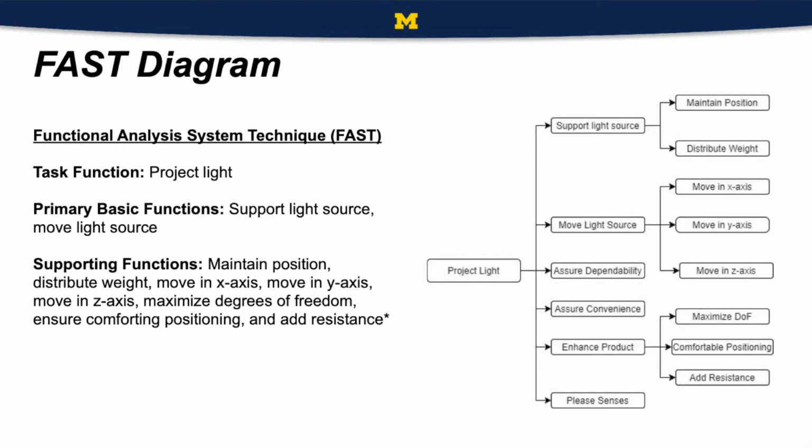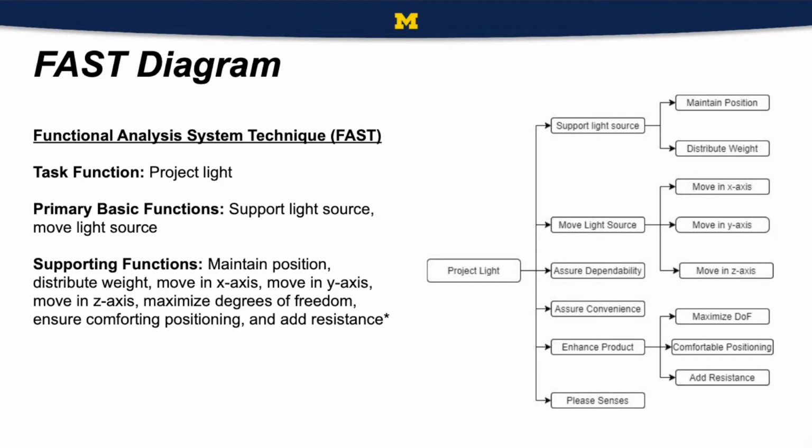To conduct a functional analysis of our product, we developed a FAST diagram. We began with the task function of the product, which is to project light. To do this, we would have to support the light source and move the light source. To support the light source, we would have to maintain its position and distribute its weight. And to move the light source, we would need to enable movement in the X, Y, and Z axes.